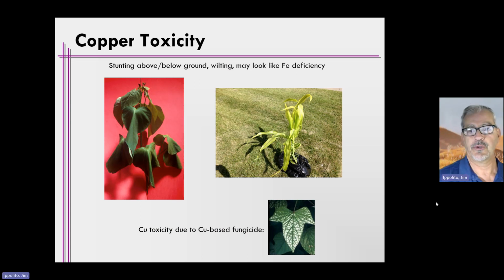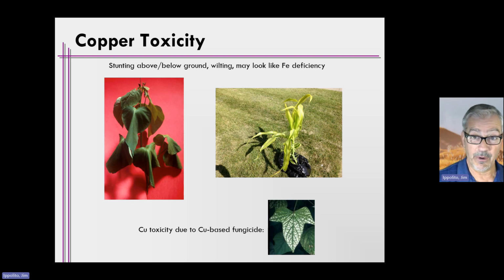The last micronutrient toxicity that I want to describe is copper. And this is the last one because this goes hand in hand with the micronutrients that we discussed in class in terms of deficiency. In this case, toxicity. And when we see copper at toxic concentrations, we oftentimes, like all the other toxic elements, see stunting above and below ground.